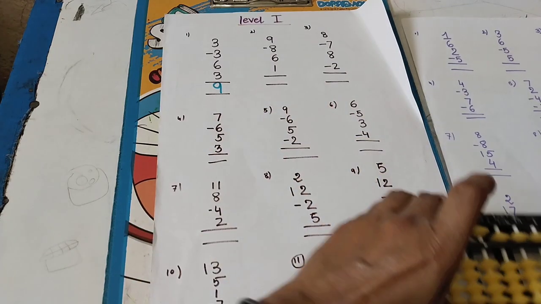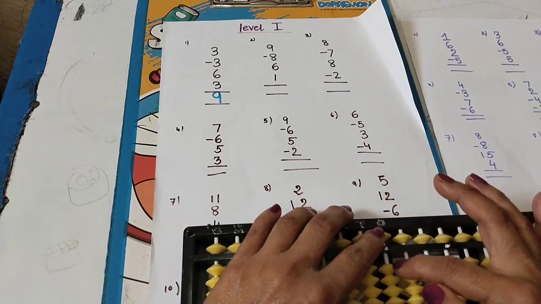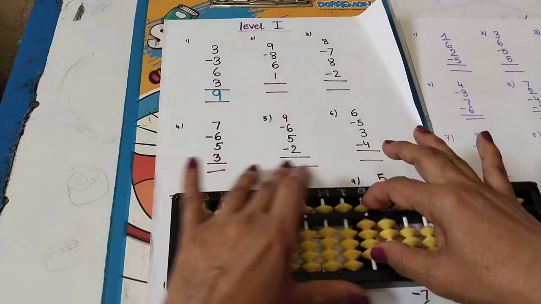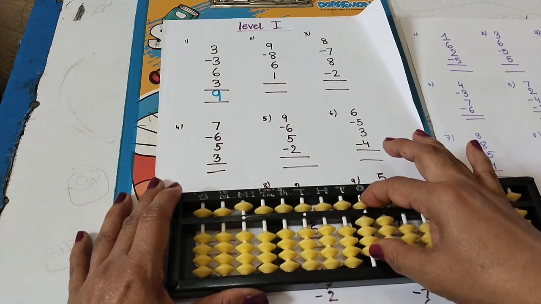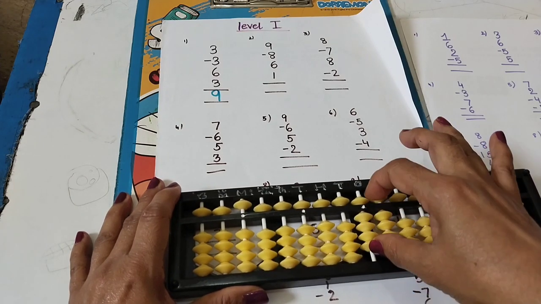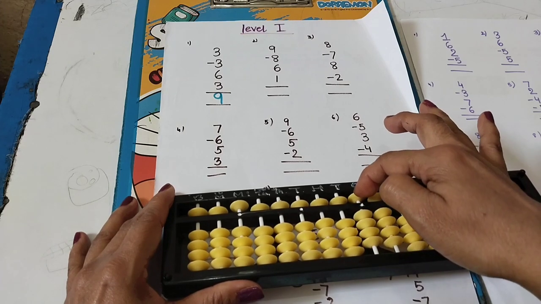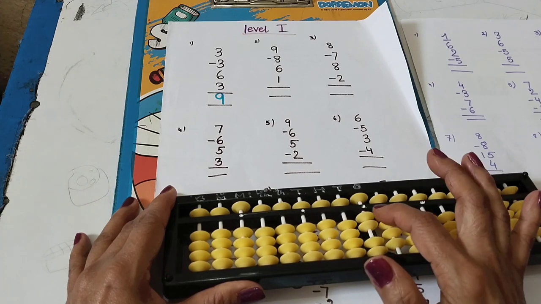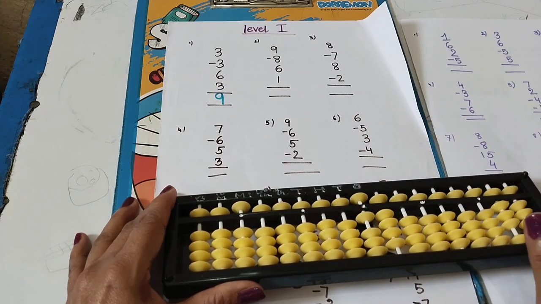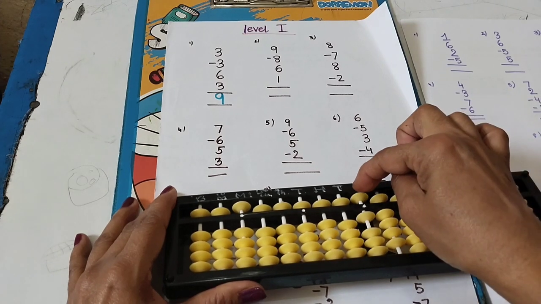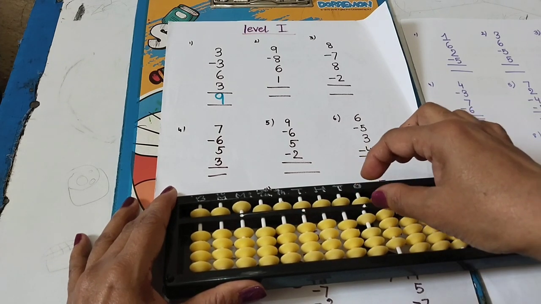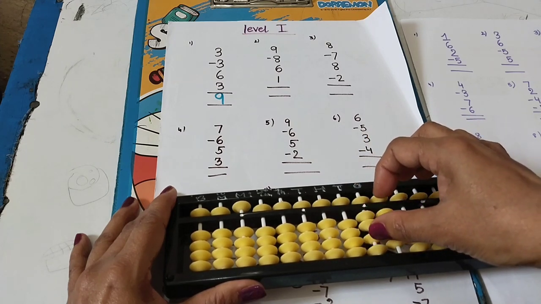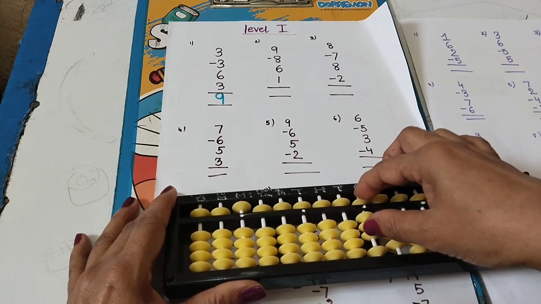Then again 9. 9 means ones place 5, 6, 7, 8, 9. This is 9 minus 8 plus 6 plus 1. Minus 8 means 5. 5 means I already make it up. 5, then 6, 7, 8. So this is the minus 8. Then 6, then again I put it down. 5, and this already it was here. So 5, 6. Then again plus 1. So what is my answer? 5, 6, 7, 8 is my answer.